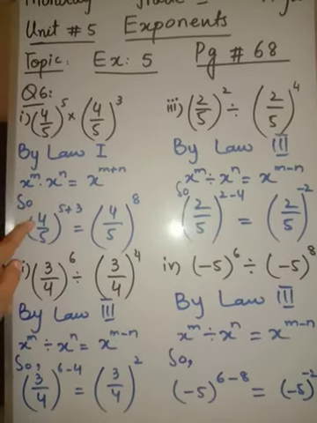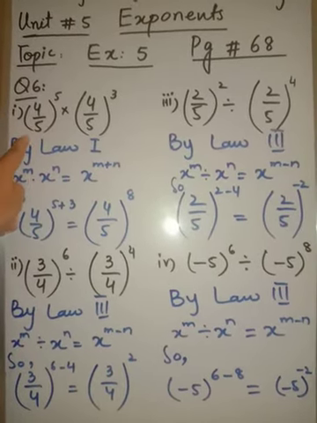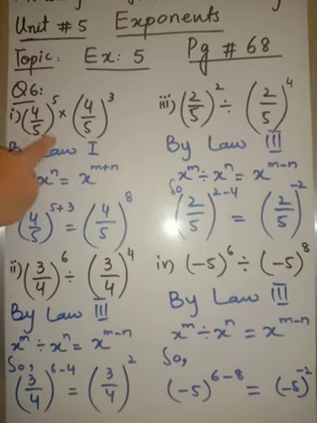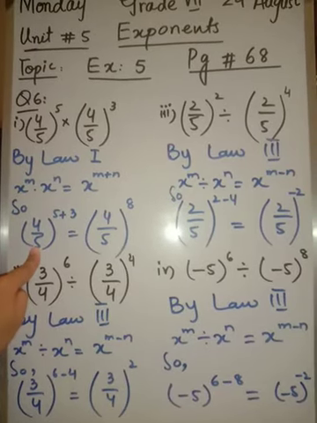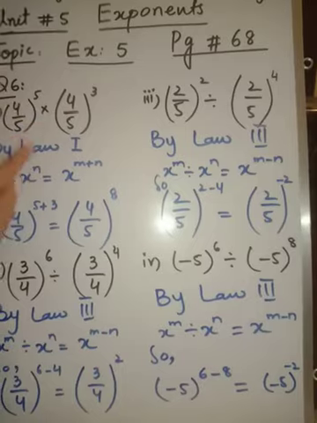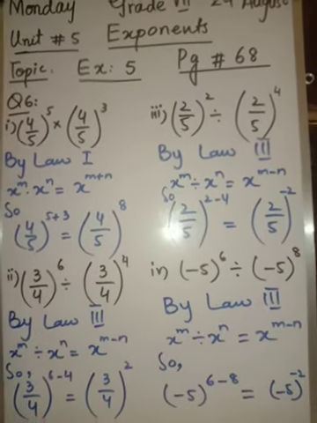Understand? So these both bases are the same. 4 by 5 is the same in both, so the base will be written one time. Add the powers: 5 plus 3, which is equal to 8.